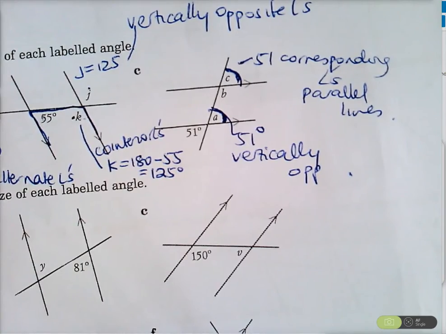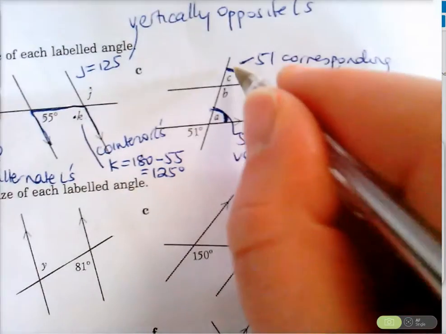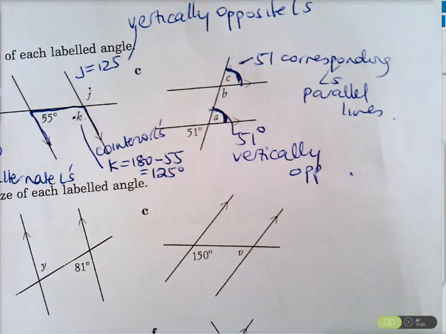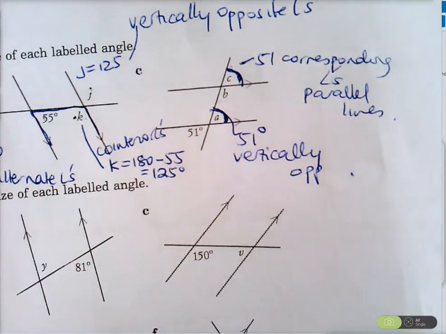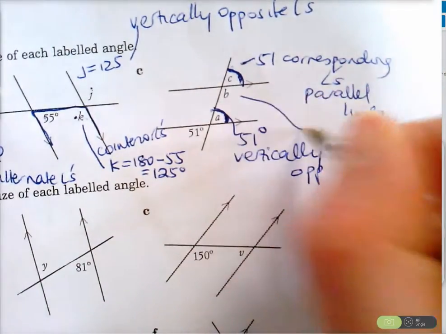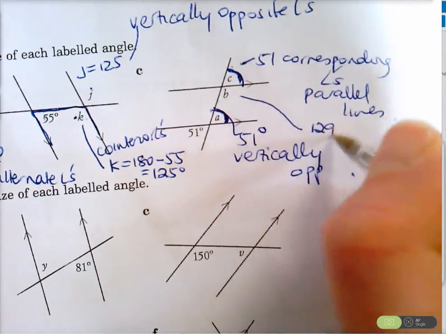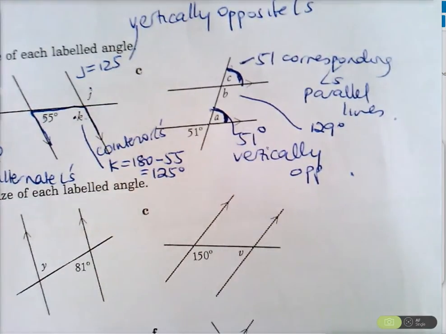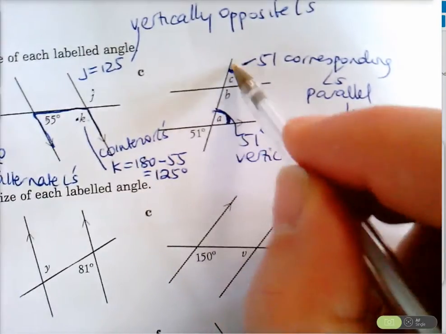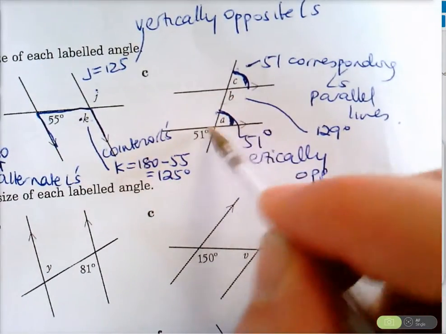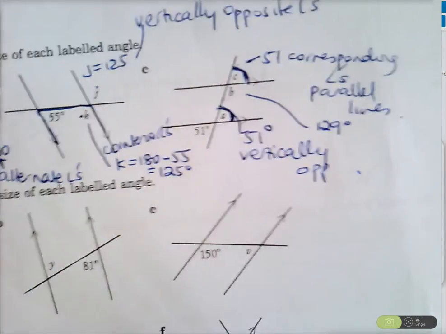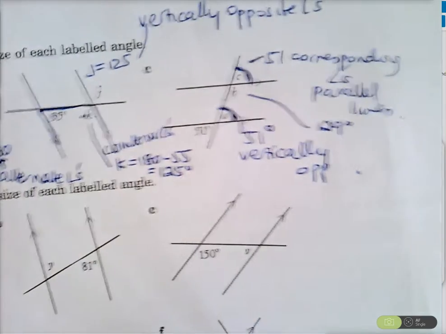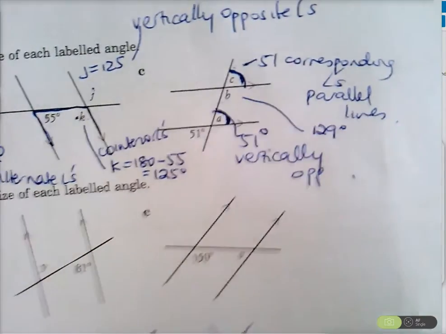You can work out B in 2 different ways. You can do co-interior or angles on a straight line with the B and the C together. Yeah, it's 180 minus 51. That's what B is, which is what? 129? Girls, B and C make a straight line. Or A and B form the co-interior. Do you remember those? All right, girls.